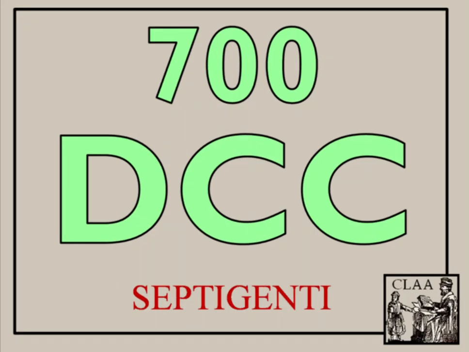The Latin name for the number 700 is septigenti. 700 is septigenti. Notice the number is written with the Roman symbol for 500 and 200 more. 500 and 200 makes 700, which is septigenti.